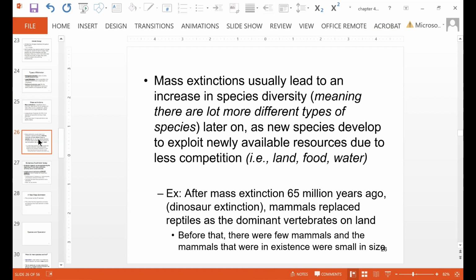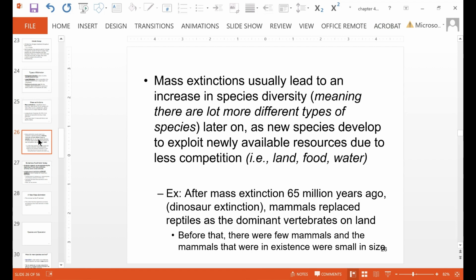Mass extinctions usually lead to an increase in species diversity, meaning that there are a lot more different types of species later on. This is as new species develop to exploit the newly available resources due to less competition. So, with a lot of extinctions, you're then left with more land, food, and water that is available with less competition.